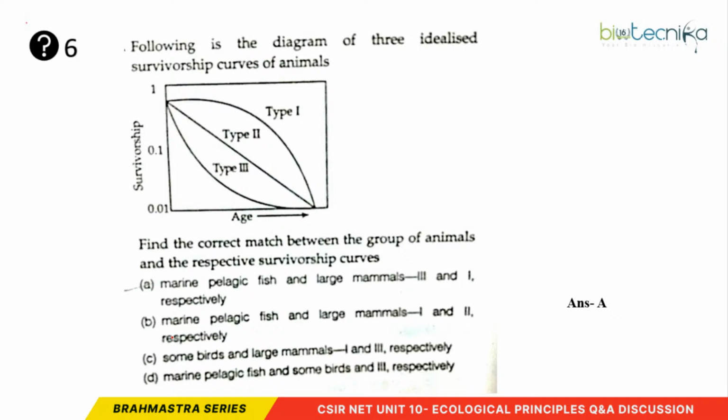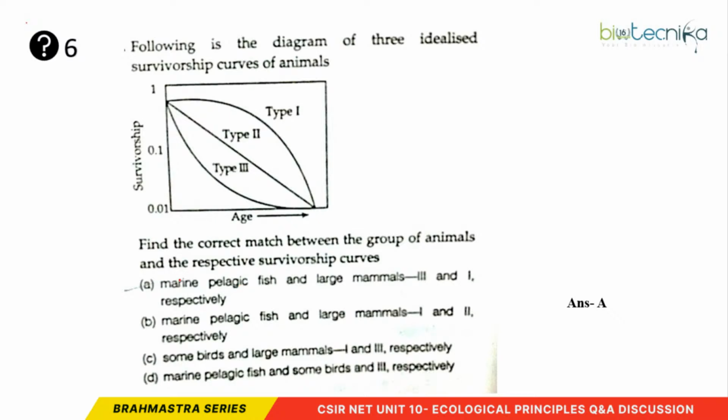So this is a graph, but this graph is nothing to analyze. The curves are already given. Okay, the survivability curves which you have to study in the theory. While you're studying it in the theory, there itself you're analyzing the curve. So this is a theory based question, I will say. This is not a graph based question, but rather a theory based question. They have given you the three survivorship curves, and they have given you the examples. You have to match it correctly.